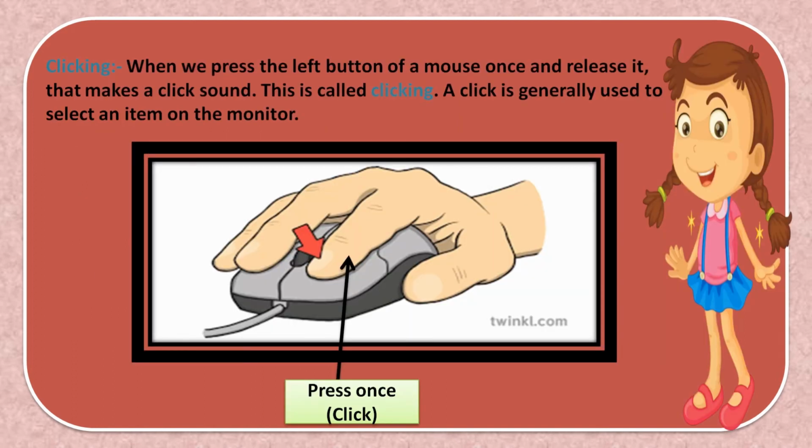Clicking. When we press the left mouse button once and release it, that makes a click sound, and it is called clicking. A click is generally used to select an item on the monitor. In simple language, pressing the left mouse button once is called clicking.